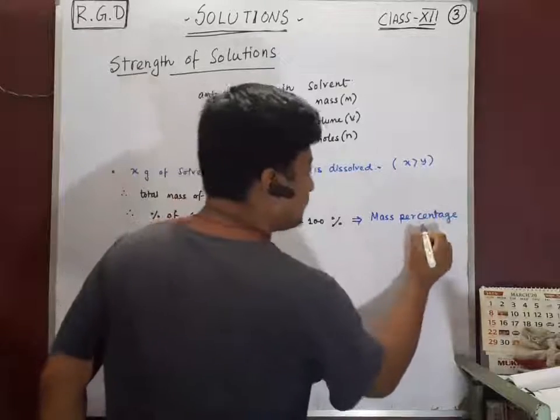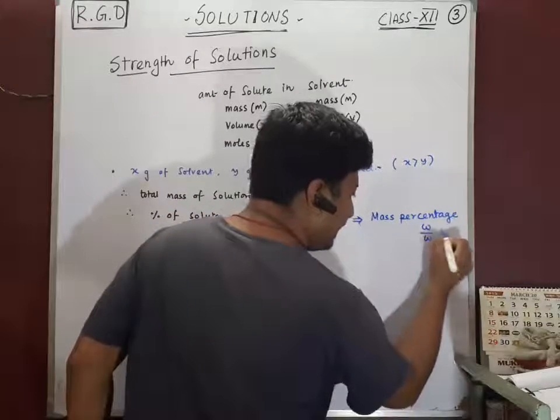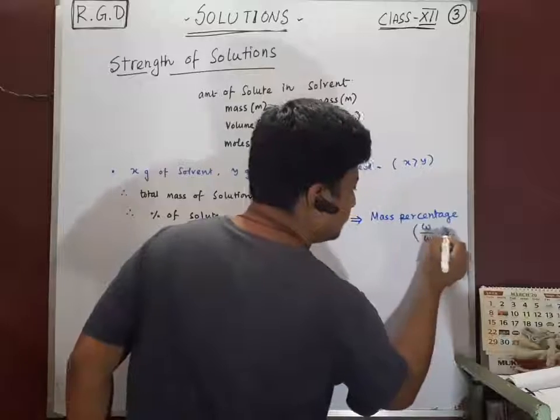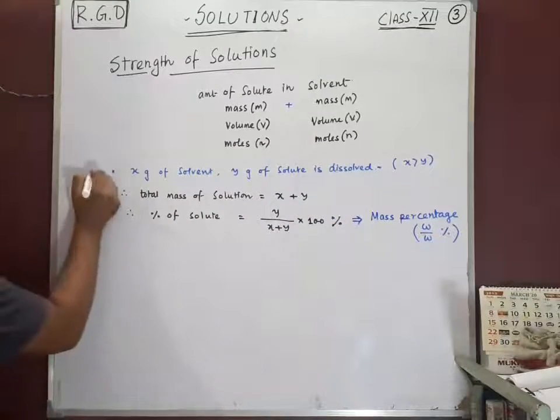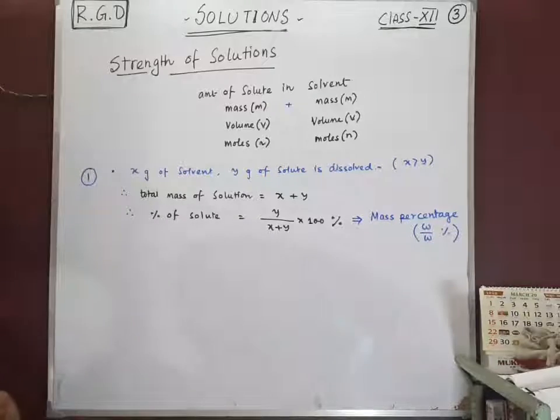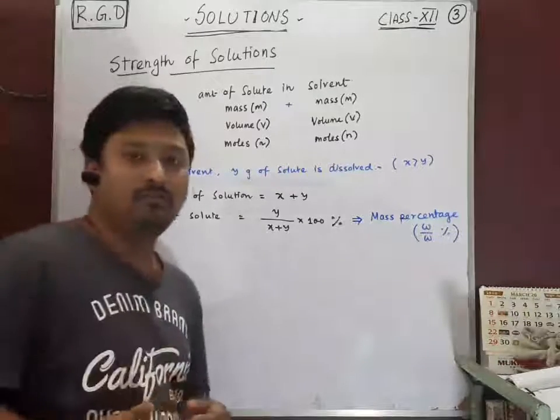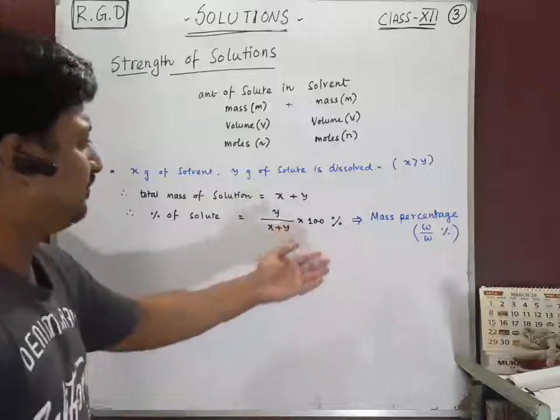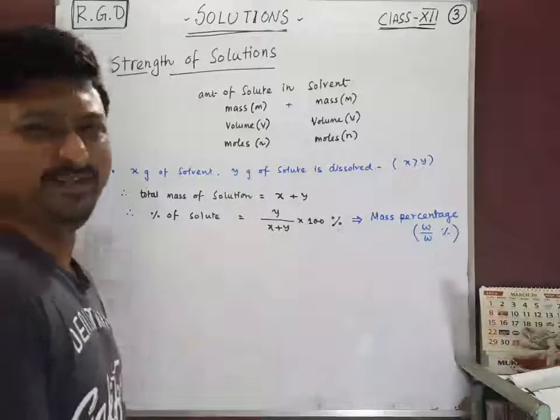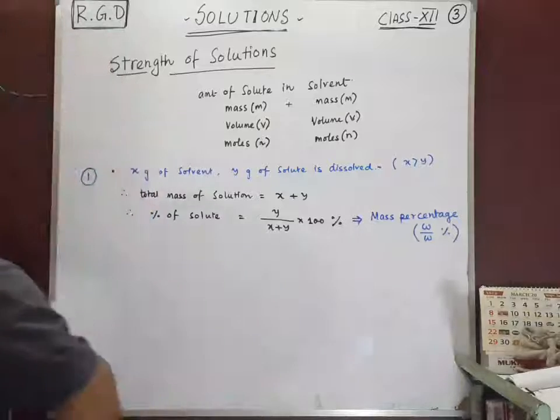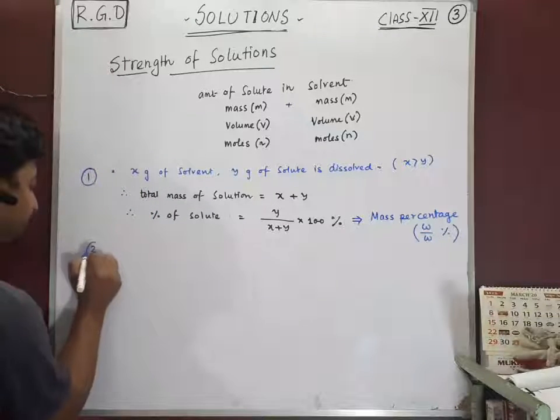This is weight by weight percent, mass percent, number one. This is one of the ways you can determine the percentage amount of the solute in the solvent. This is very trivial. Okay, now case number two.